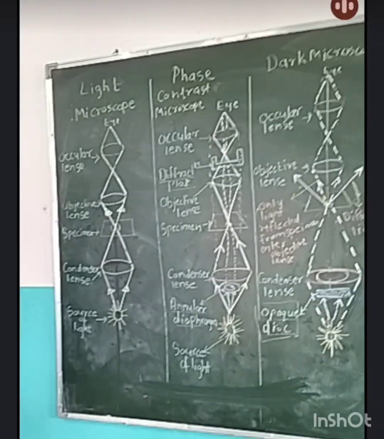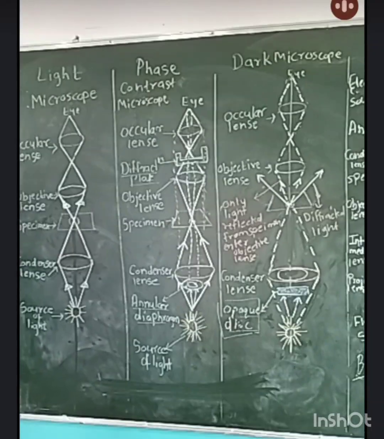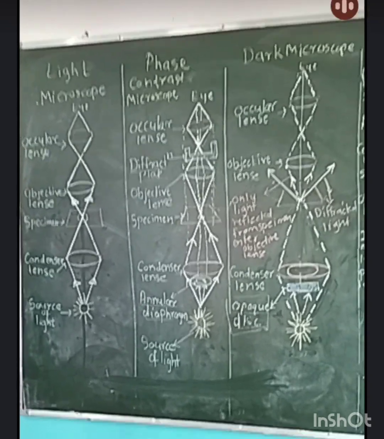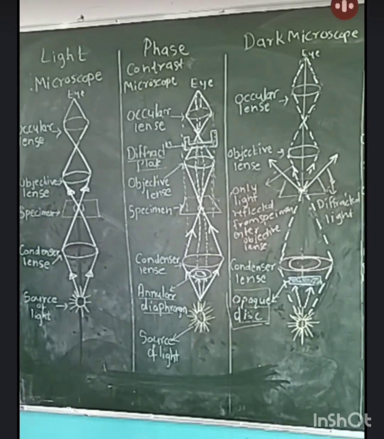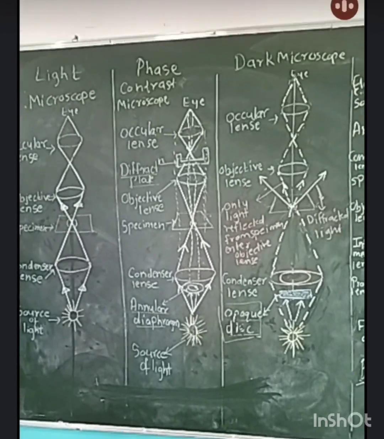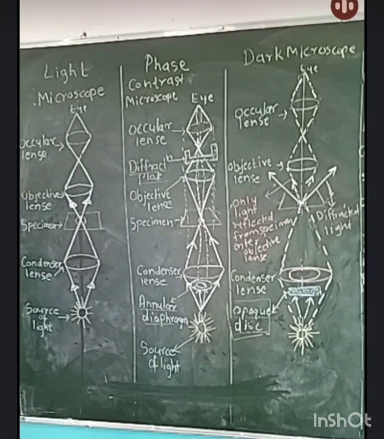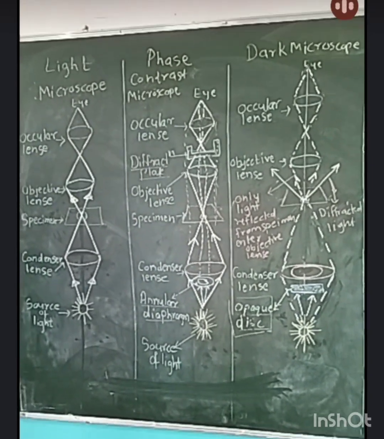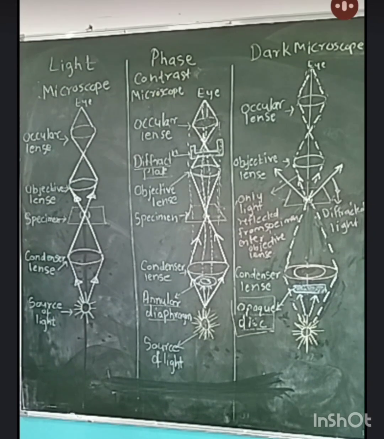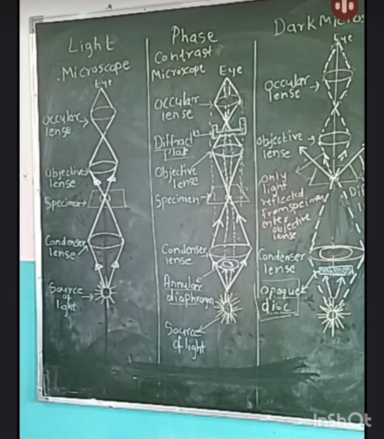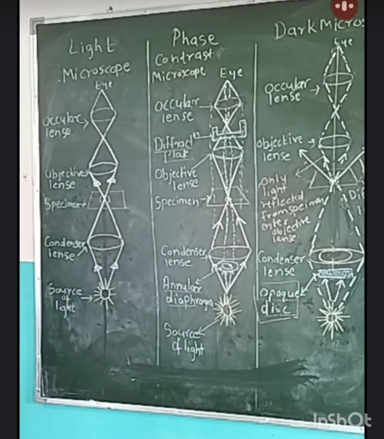Having a light source at the bottom, and the combination of both the light and dark microscope also has a light source at the bottom. But like the dark microscope, it has an annular diaphragm and a diffraction plate, or one may say a phase ring, between the ocular lens and the objective lens.